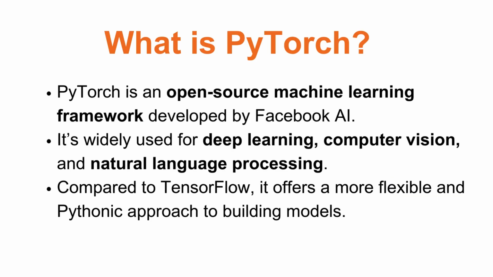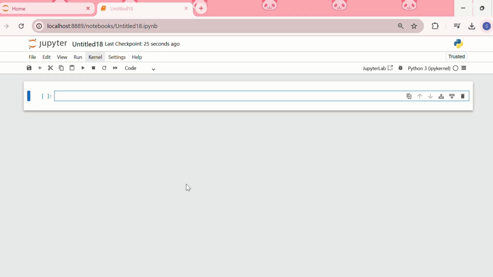PyTorch is an open source machine learning framework developed by Facebook AI. It is widely used for deep learning, computer vision and natural language processing. Compared to TensorFlow, it offers a more flexible and Pythonic approach to building models. Before we can start using PyTorch in Jupyter Notebook, we need to install it properly. Let's install PyTorch in Jupyter Notebook.